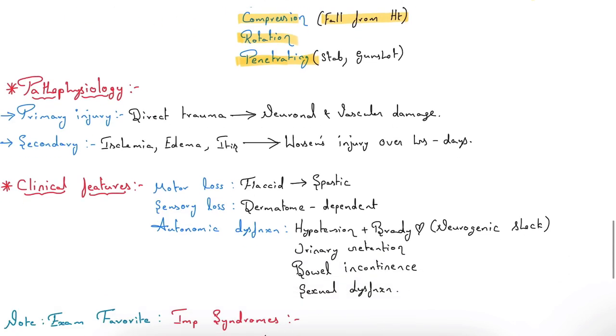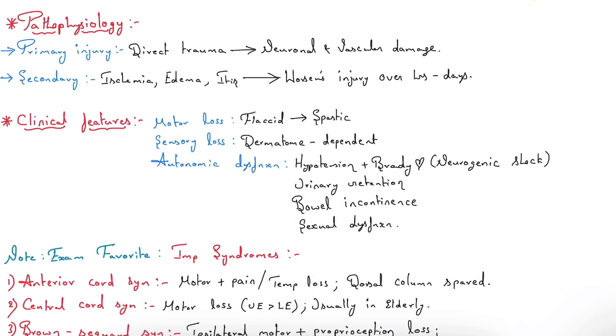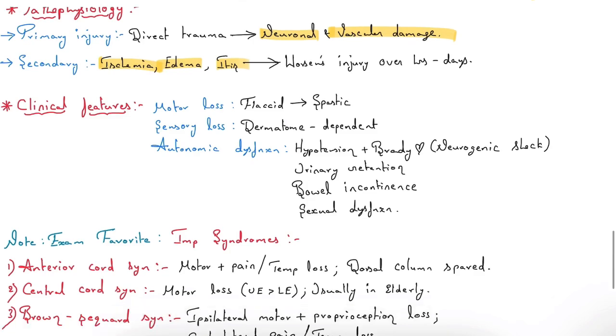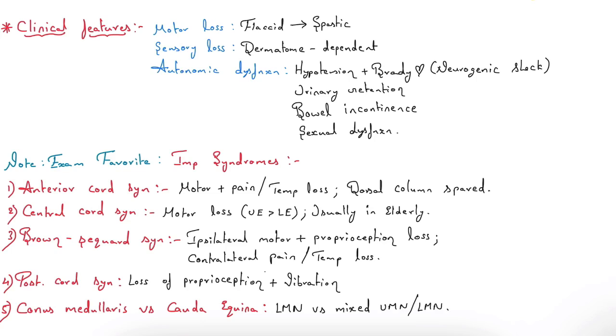Okay, next, pathophysiology. In pathophysiology we can divide spinal cord injury into two types, primary and secondary. In primary injury, the patient suffers direct trauma, like neuronal and vascular damage, in the spinal cord. In secondary injury, ischemia, edema or inflammation worsens the injury over hours, and after days it leads to a worse prognosis. Okay. Next, clinical features.